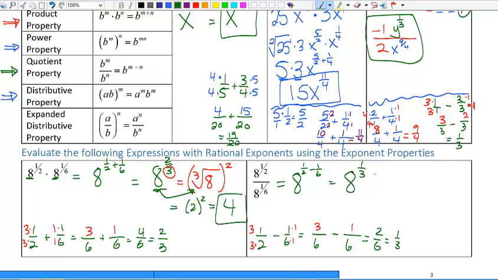Now, if 8 was a variable, I wouldn't have to do anything else. But because 8 is a number and not a variable base, that means I can change it into a radical. So I have the cube root of 8 to the 1. Well, to the 1 doesn't really help much, does it? We don't need to write that. And the cube root of 8 is just 2. So that final answer is 2. And that concludes this lesson on radicals.